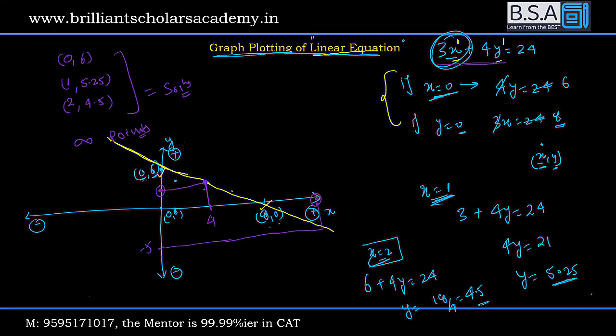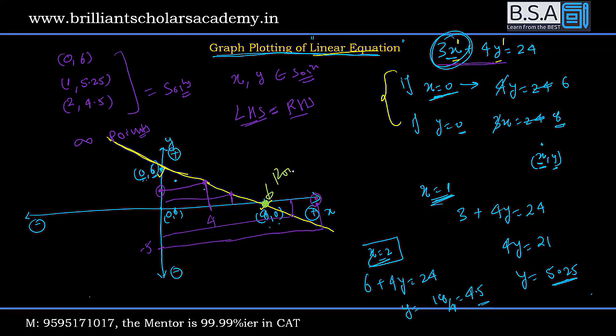Any point on the line will give me one value of x and one value of y. These points are called solutions. Any value of x and any value of y which makes LHS and RHS equal, left hand side and right hand side, is called a solution. Now, this is a unique point. This is a unique solution.